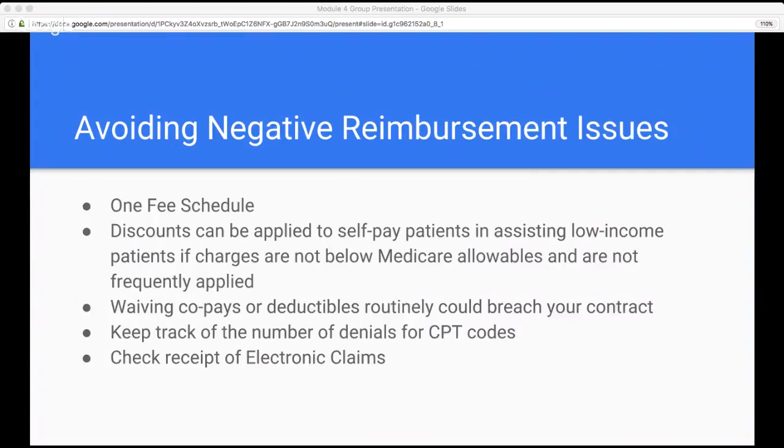Co-pays or deductibles can be waived for financial hardship cases, but it should not be a regular practice. Doing so can be viewed as a breach of contract. Keeping track of denials for CPT codes can help your reimbursement flow. If there are consistent denials, the coder may need to seek instructions from the insurance company to submit claims correctly. There may have been a new rule in place.